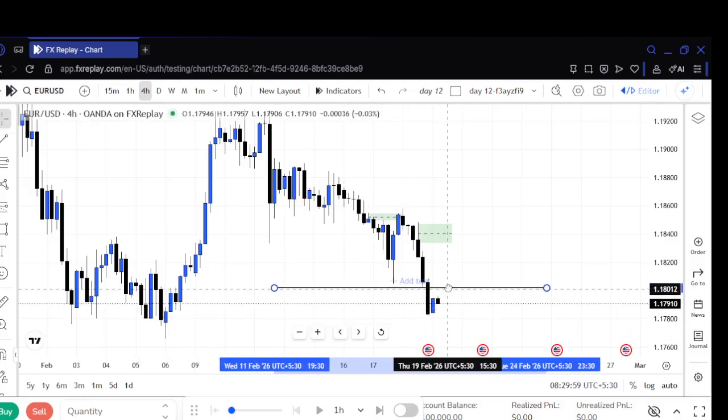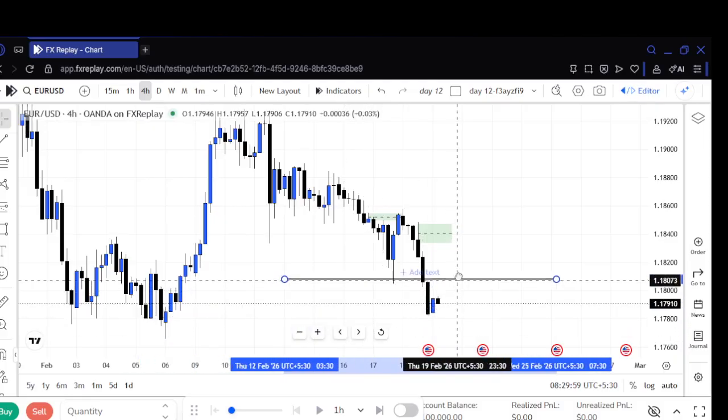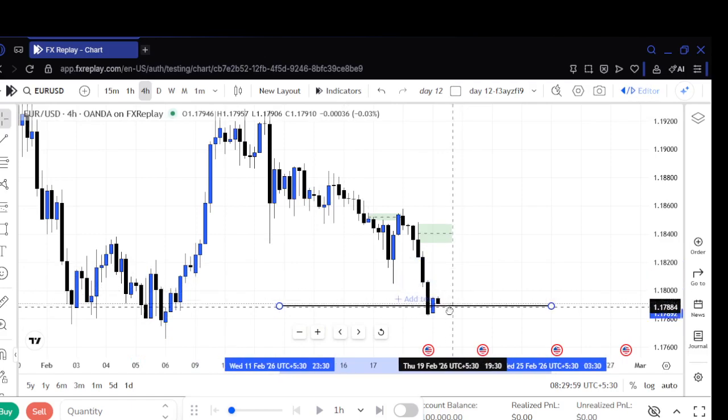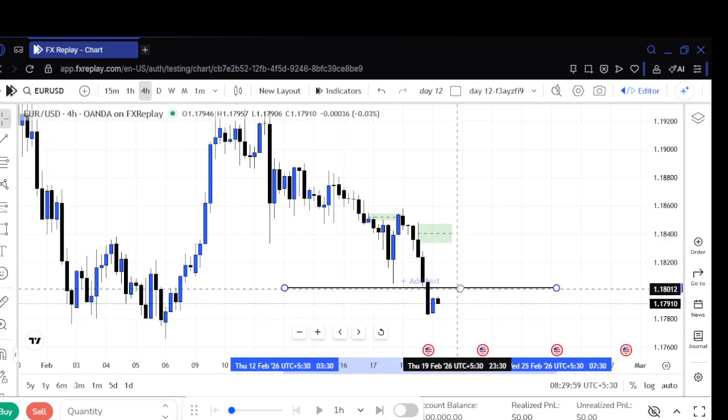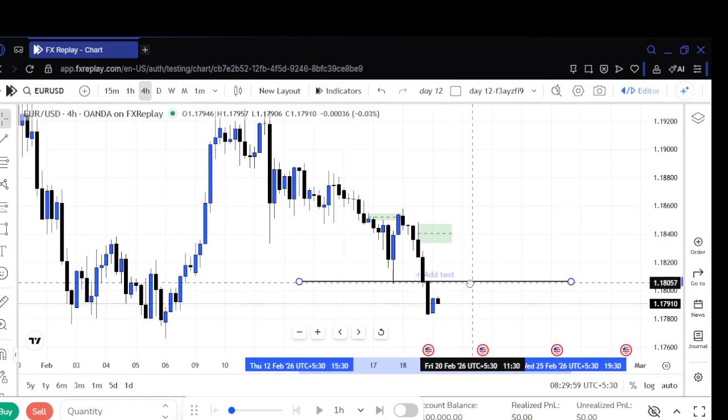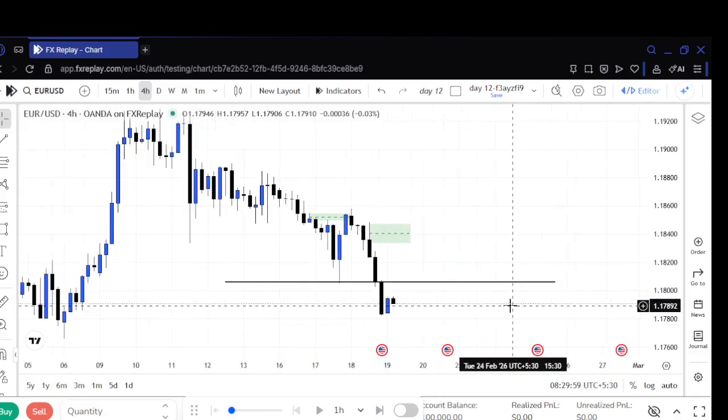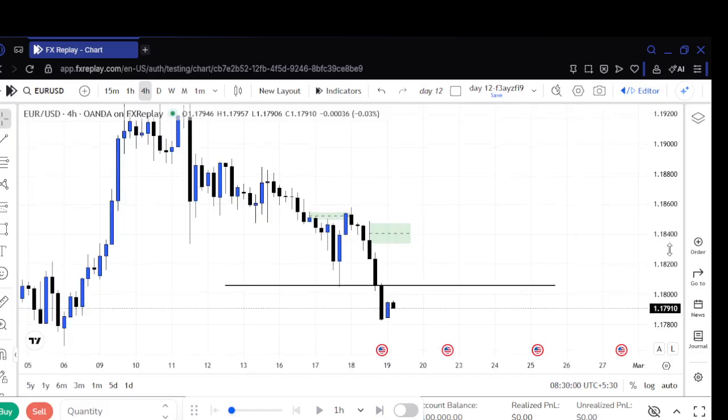I think there will be gaps here. Lower high, lower low, so below. Might go for this. Go for this. I think the bias is buy here.